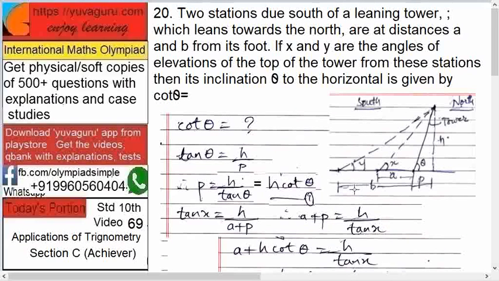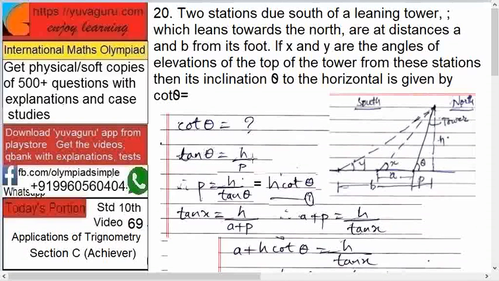So A, B are given, x is given, y is given. Let's assume this height as h and let this distance be p, small p. We have to find cot theta. This theta is the inclination of the leaning tower. So cot theta we have to find out.